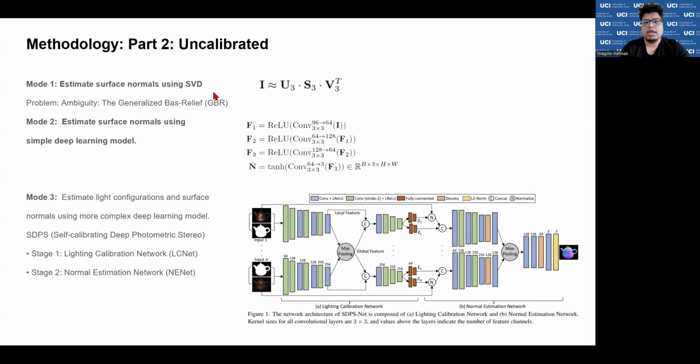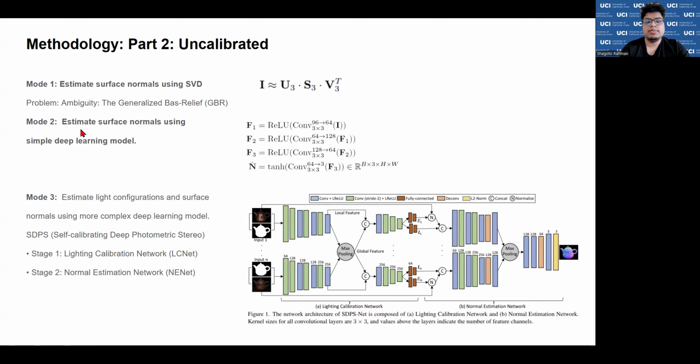So we know that the real world models are Lambertian, and under ideal lighting directions, they are rank 3. So we can decompose I into U3, S3, and V3. But the problem is this combination is not unique, and many combinations can generate the same I, and this is called the generalized bas-relief ambiguity. We will see the same in the results as well.